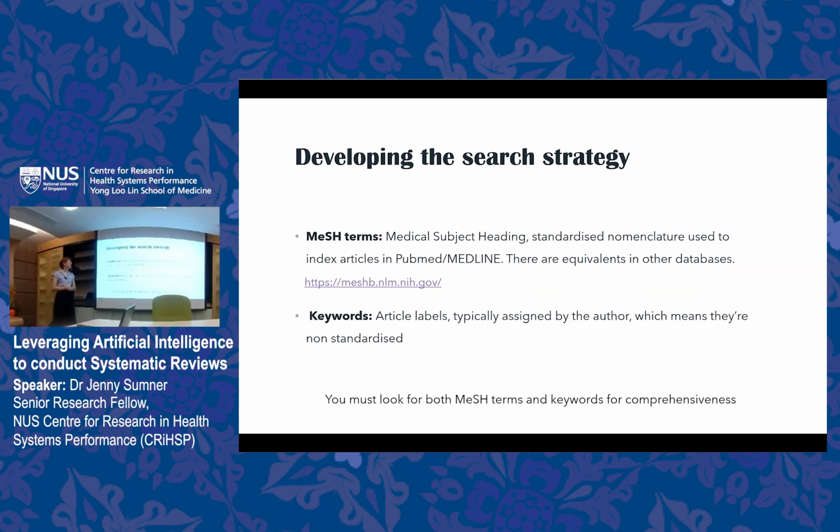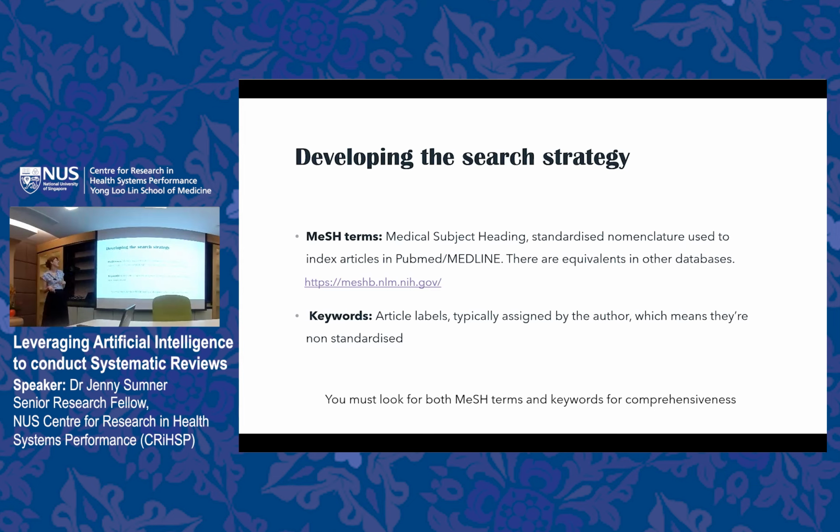When we're developing our search strategy, when we're searching in these databases, we need to do two things. We need to collect our MeSH terms or the equivalent, depending on what database you're searching in. And a MeSH term is basically a standardized nomenclature used by that particular database to index the articles. So it's MeSH for Medline and PubMed. In the other databases, they have equivalents, but just so you're aware. The other collection of terms you need to identify is your keywords. And these are article labels that are usually assigned by the author. And that means they're not standardized.